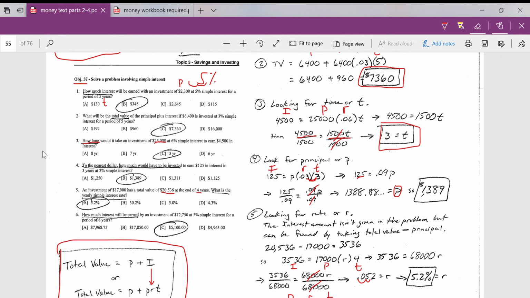That was on simple interest. Objective 38 is going to look at compound interest, which is something a little different. It's something that everyone, as you start making money, should take advantage of when you start saving money. It's a way to actually make money in a faster way than what simple interest does.